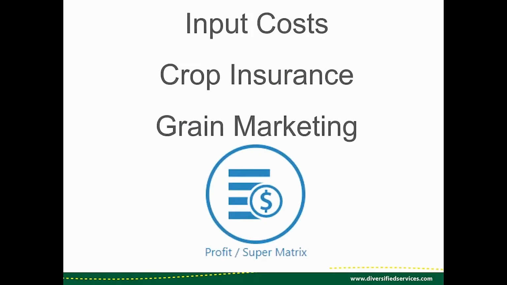As Tom said, we're going to be talking about the profit matrix here today. And what the profit matrix does in a very high overview is it combines a producer's input costs, crop insurance, and grain marketing into one tool, and basically provides a way to look at the profitability scenarios for your operation. It's a very customizable tool, and we'll be going into the system here today to actually take a look at it and create a scenario.